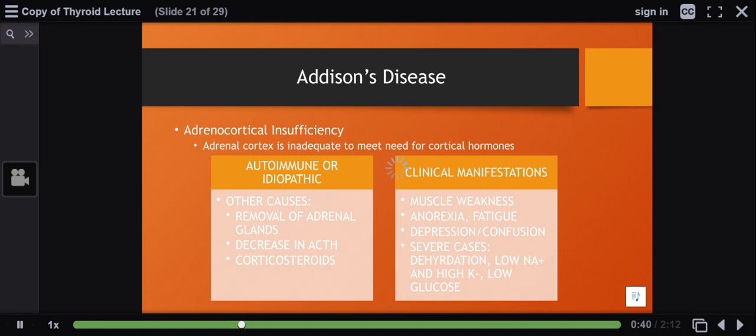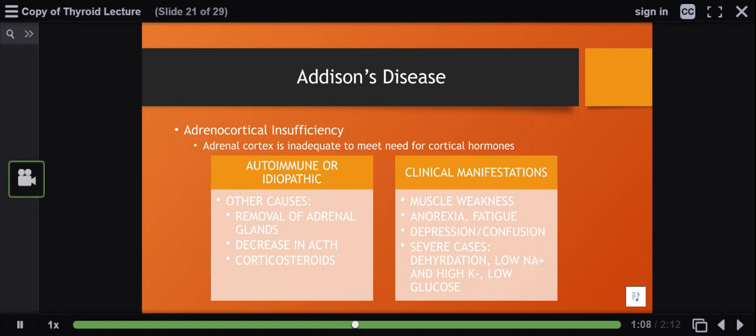Other causes may be after surgical removal of both adrenal glands, infections, the overuse or long-term use of corticosteroids, stress, or we may also see this when the pituitary gland has a decreased secretion of ACTH.